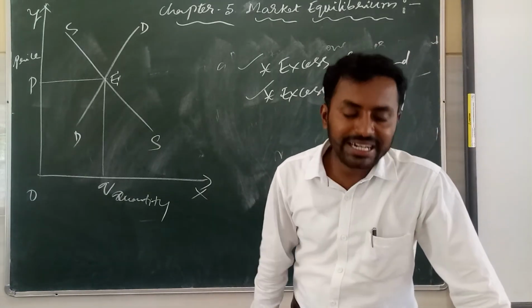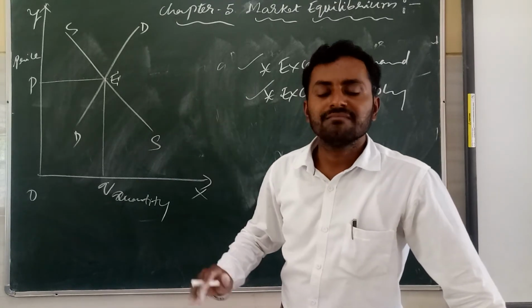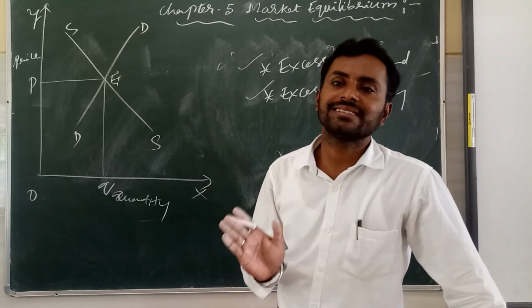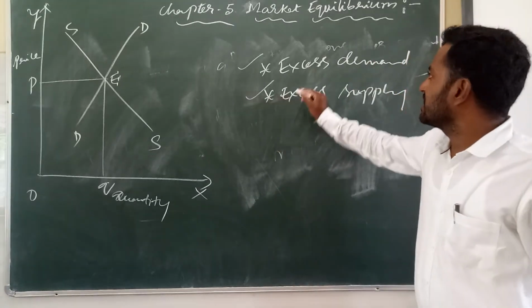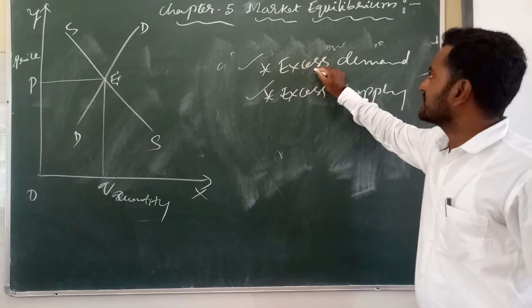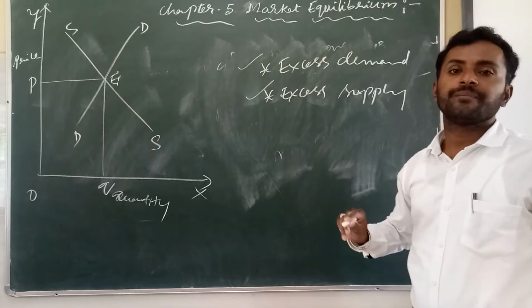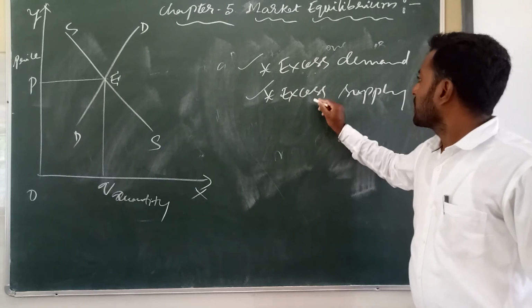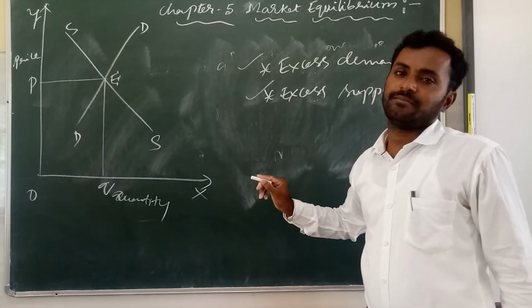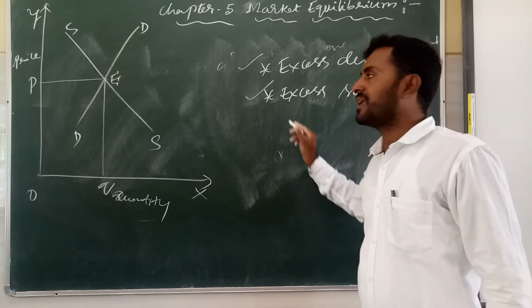If the market demand exceeds market supply at a price, that is what we call excess demand. Excess supply means market supply is greater than market demand. That is called excess supply.